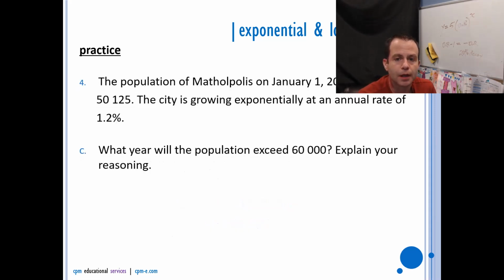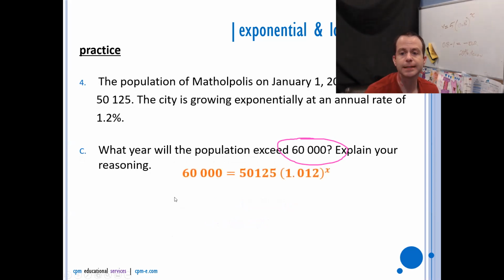All right. What year will the population exceed 60,000? Okay, so now, again, you're asking yourself, hey, have I been given an X or a Y? 60,000 is a Y. This time I've been given my final value, okay? And I'm asked to solve for X. So the equation I'm setting up would be 60,000 equals 50,125 times 1.012 to the X. Okay, so now I have to solve for X. We know how to do this algebraically and we know how to do this graphically.